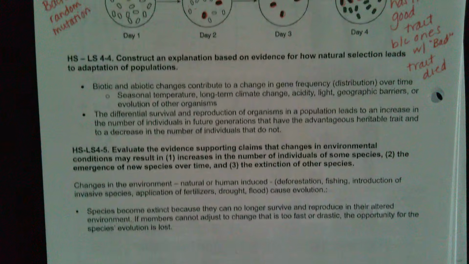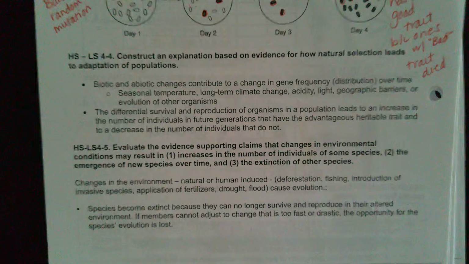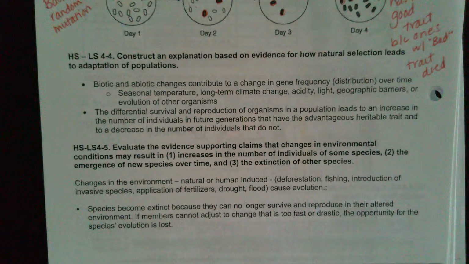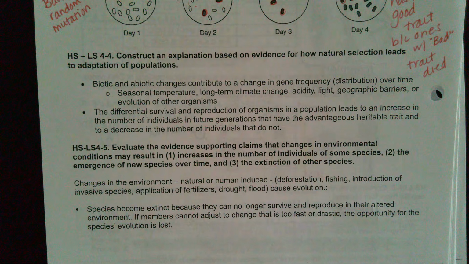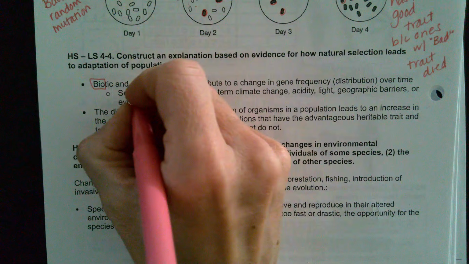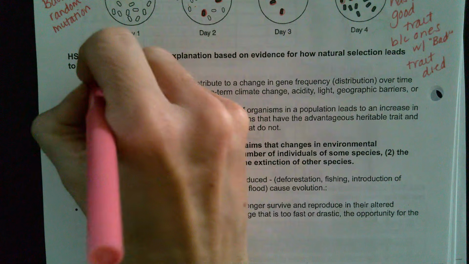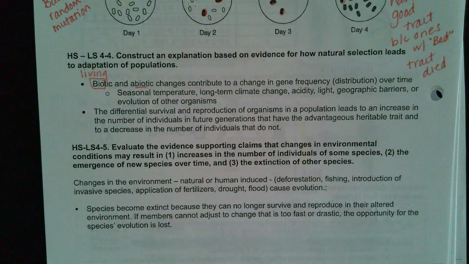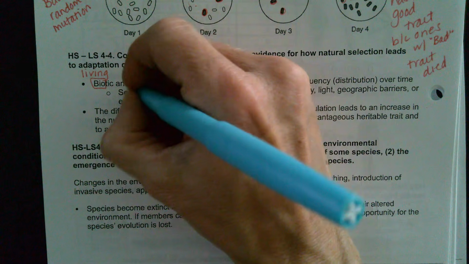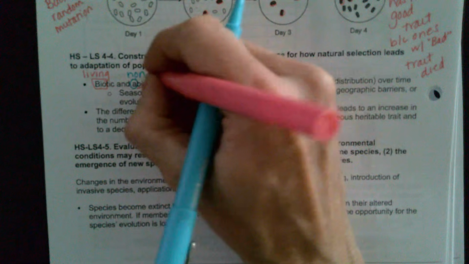All right, over here it says construct an explanation based on evidence. Again, they're going to give you the evidence, but you have to provide an explanation for how natural selection leads to adaptations of population. First thing we have is biotic and abiotic. As I've already mentioned in a couple of the other videos, you want to make sure that you know how to break apart words. So we've got biotic. Bio always means living. When I stick an A in front of it, it changes it to no or not. So abiotic is non-living.